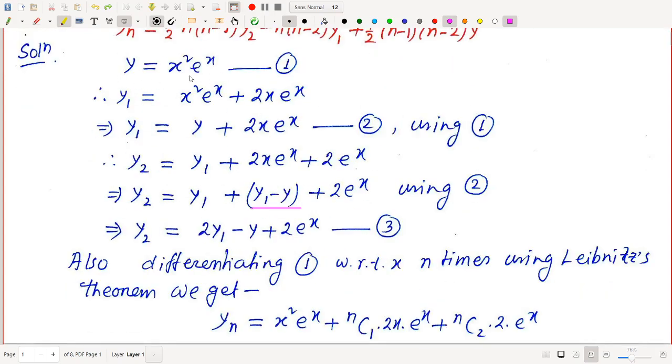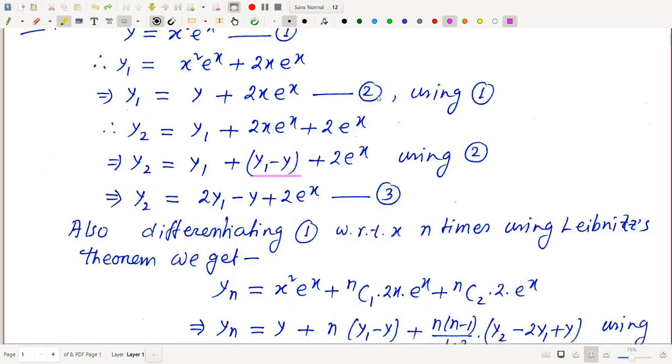Now let us differentiate this line with respect to x. Here u into v, product rule. So y1, dy by dx, means y1 equal to x square into derivative of e to the power x, which is e to the power x, plus e to the power x remains, derivative of x square is twice x. But this x square e to the power x is again y from line number 1. So it is y plus twice x e to the power x. So this is line number 2.